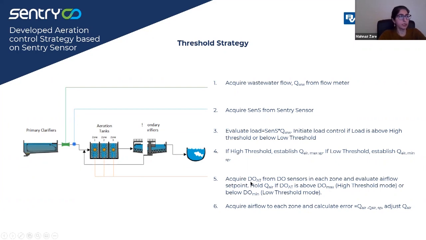And then the next step is to get the DO from the DO sensors in each zone and evaluate airflow set point based on that. And then the error is calculated between the actual airflow and airflow set points, and the airflow can be adjusted based on these steps. After developing this guideline, we developed the logic in Excel and tested it on data, and in the next slide, I'm going to show how the logic was working in Excel.